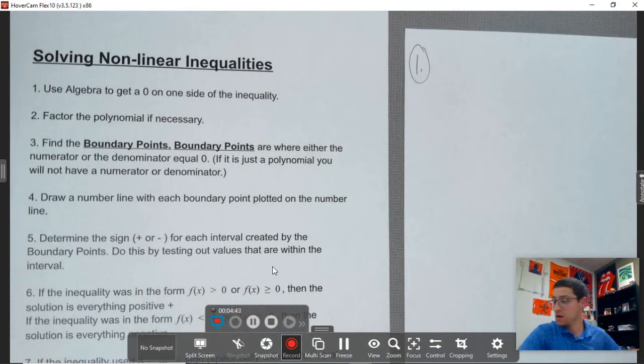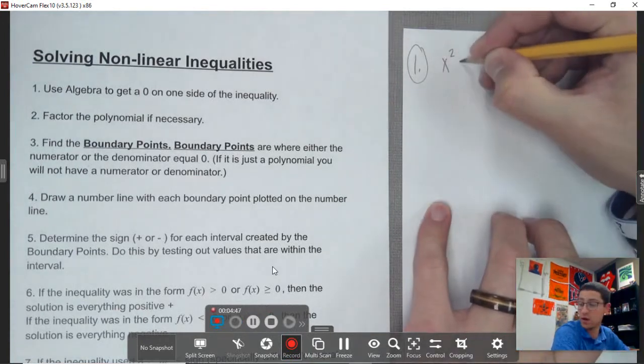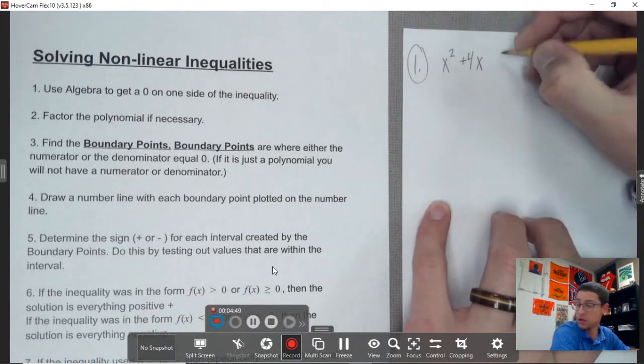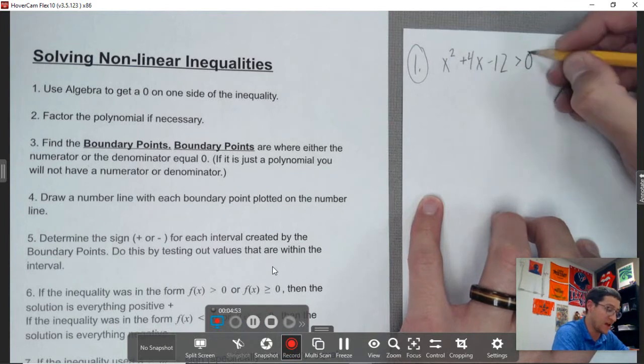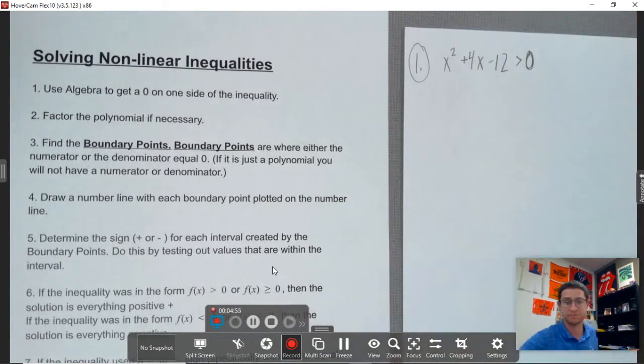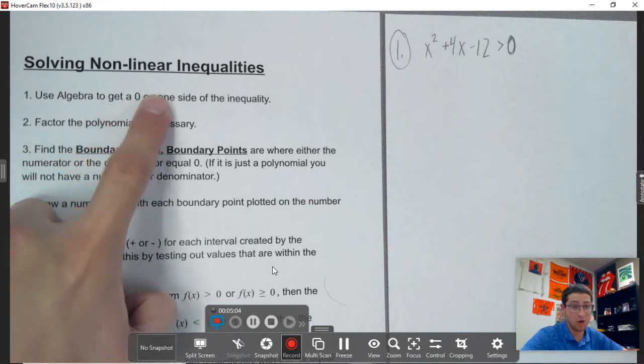All right, I'm back. So we're going to go ahead and do this one right here. This is x squared plus 4x minus 12. We're going to find what that is greater than 0. All right, so we're going to use these steps, especially for the first few, to kind of guide us. So use algebra to get a 0 on one side of the inequality.